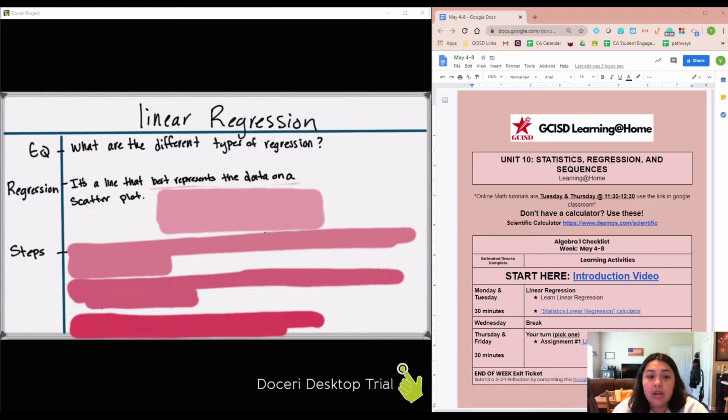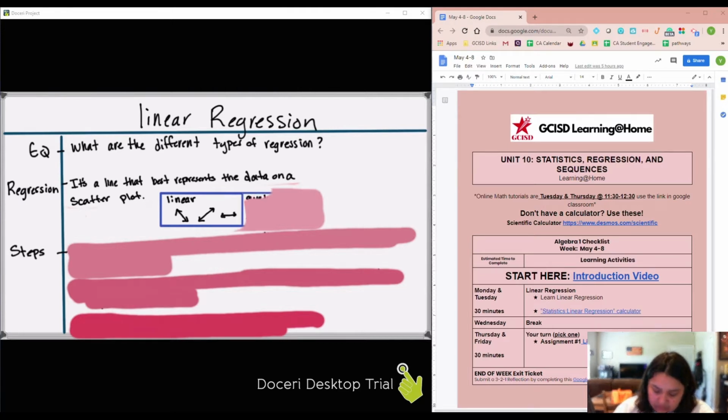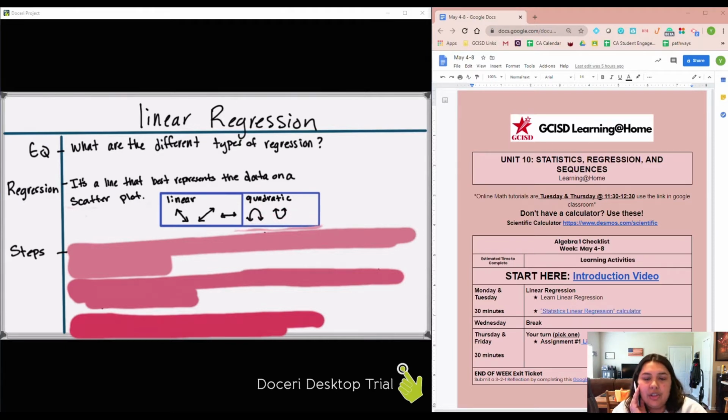We are going to talk about two types of regressions. The first one is linear regression. You're going to have either a positive regression, a negative, or a constant regression. The other one is a quadratic regression, where our data looks like a parabola, either opening up or opening down.